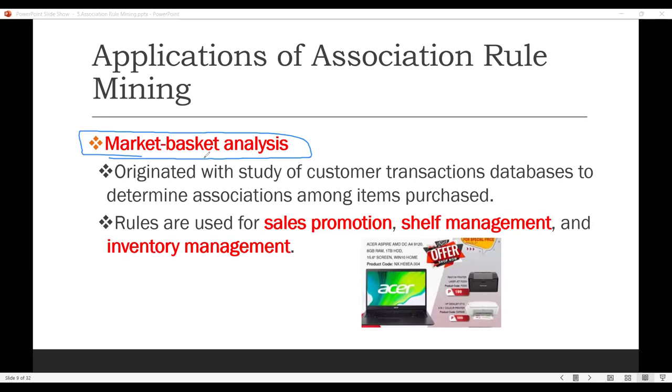Market basket analysis means you study the customer purchasing behavior. By using the customer transaction database, you can study the customer purchasing behavior to extract some patterns. That is what we call market basket analysis. In the business domain, you analyze the customer purchasing behavior, and by using that we have so many benefits.